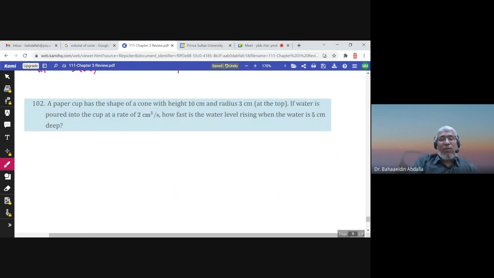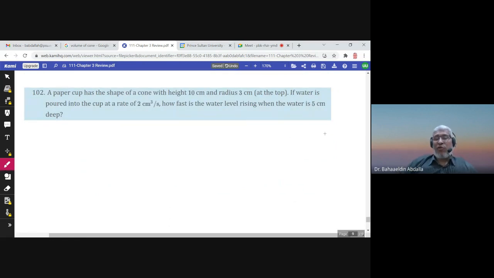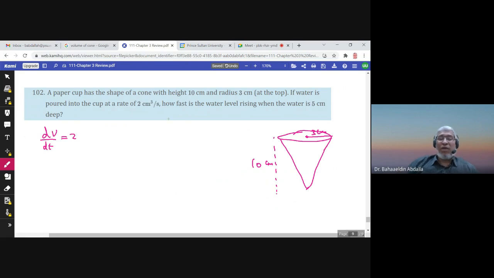The last question: a paper cup has the shape of a cone, so a circular cone like this. Okay, this is the cup, with height 10. So this height is 10 centimeter, okay? And the radius of the cup is 3 centimeter, and these are not changing. If water is poured into the cup at a rate of 2 centimeter cubed per second, so the volume of the water inside the cup is increasing by 2 centimeter cubed per second.